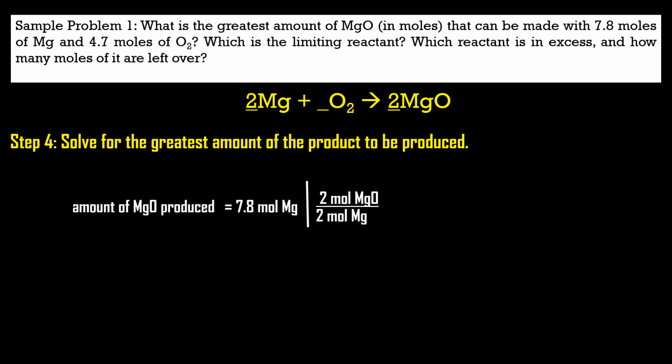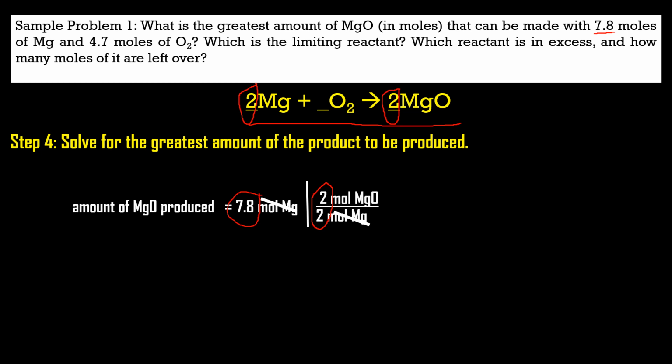Now, where did I get the following values? For the 7.8 moles of magnesium, this is actually the available amount of magnesium that can be used in the reaction. And this value is actually indicated in the given problem. For the 2 moles of magnesium oxide and 2 moles of magnesium, we will now be using the balanced chemical equation. So for every 2 moles of magnesium oxide, we have 2 moles of magnesium. Now take note that it is very important to cancel out the same unit for us to get the main unit that we are looking for.